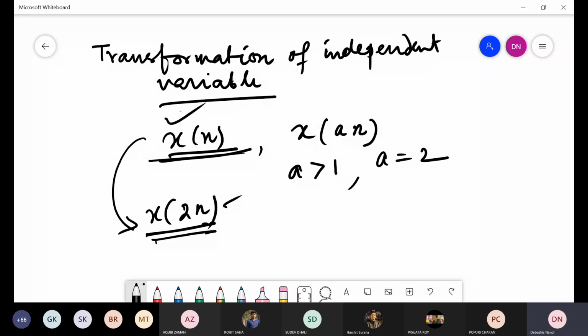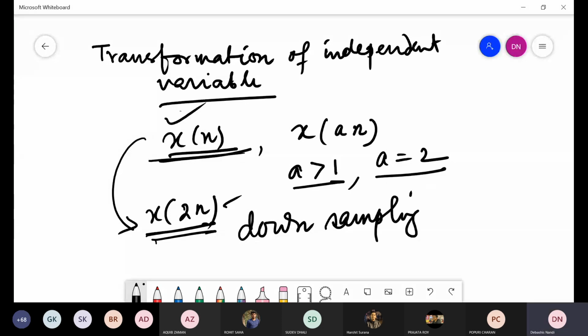At the same time, this is called downsampling. So if a is greater than 1, for example a is equal to 2, then it is called downsampling by a factor of 2. Another name is decimation of the discrete time signal, but downsampling is the more popular term. Downsampling means you are reducing the number of samples. By multiplying the independent variable n by 2 or by 3, you can downsample the signal by a factor of 2 or by a factor of 3.